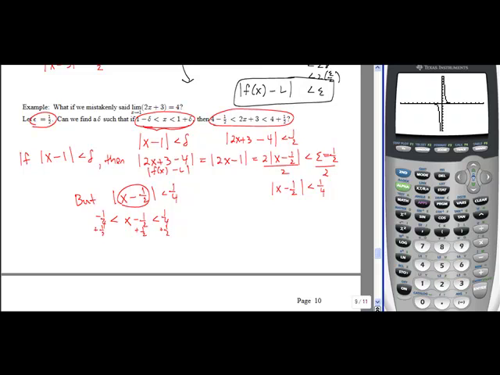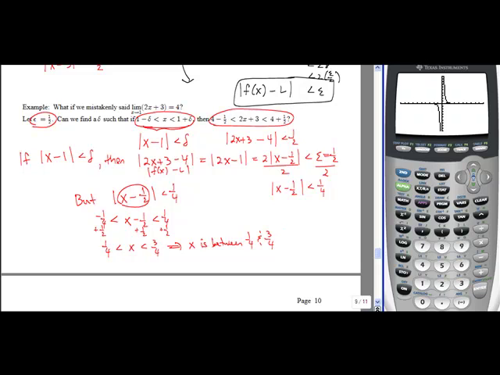If we add a half to both sides, 1/2 minus 1/4 is 1/4, and 1/2 plus 1/4 is 3/4. So what this is saying is, if f of x minus L is less than epsilon equal to a half, that requires that x is between 1/4 and 3/4. Is that legitimate?